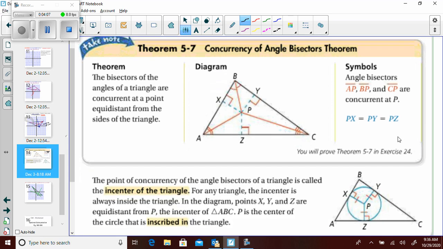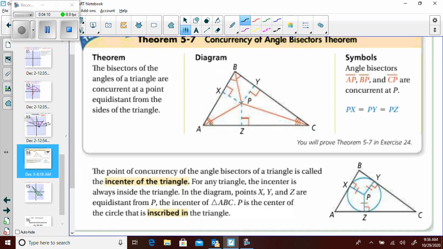Okay, so here's the concurrency of angle bisectors. We bisect each angle, they intersect at the incenter. This is the incenter, okay? That incenter is equidistant from each side. Remember, the circumcenter came from the side and is equidistant to each angle. The incenter comes from the angle and is equidistant to each side, right? Equidistant. Right. So that's what you need to know about the incenter. It's created by the angle bisectors, and the incenter is equidistant from each side.